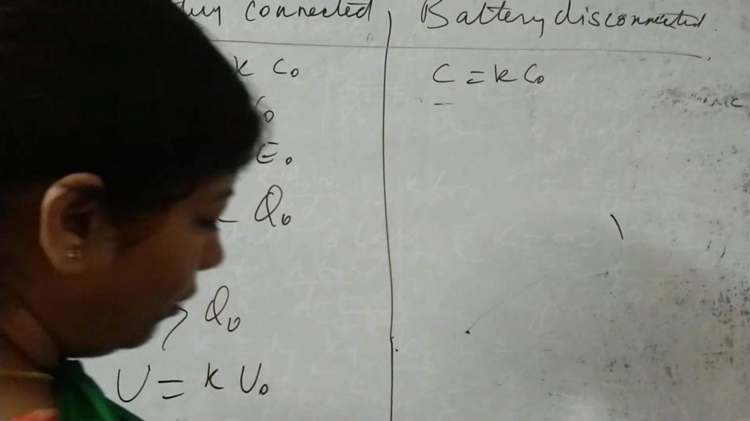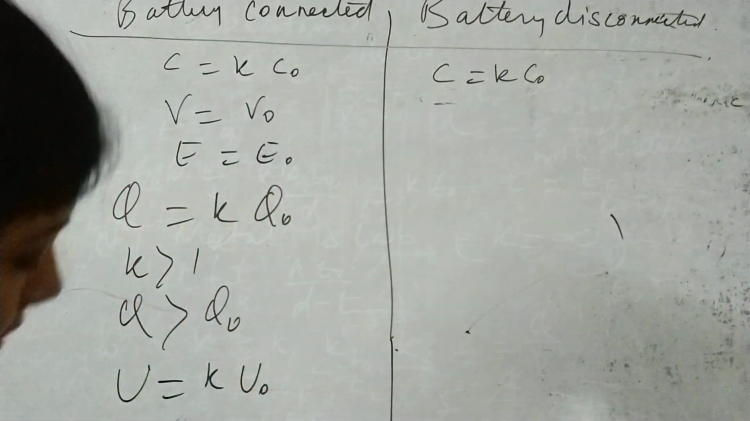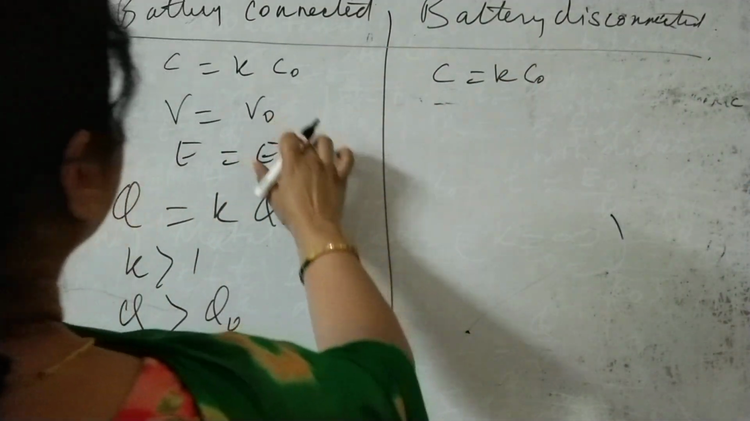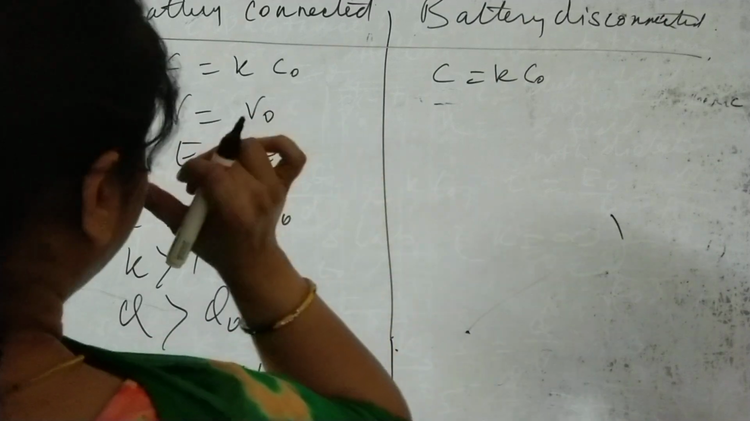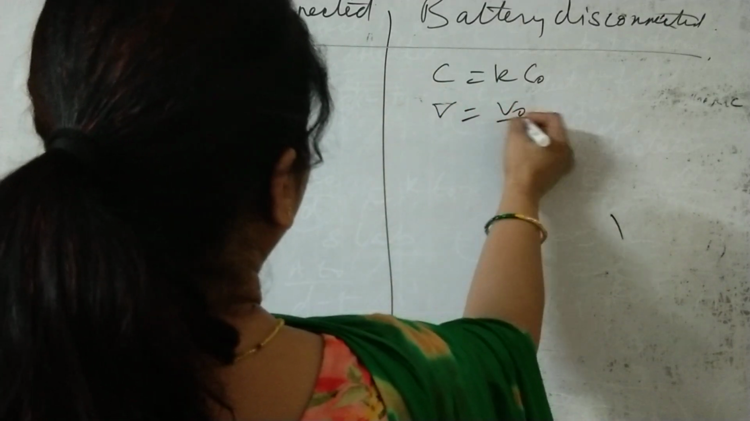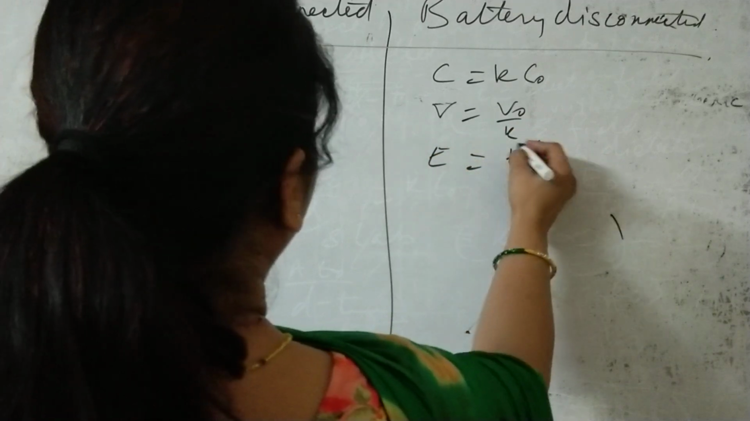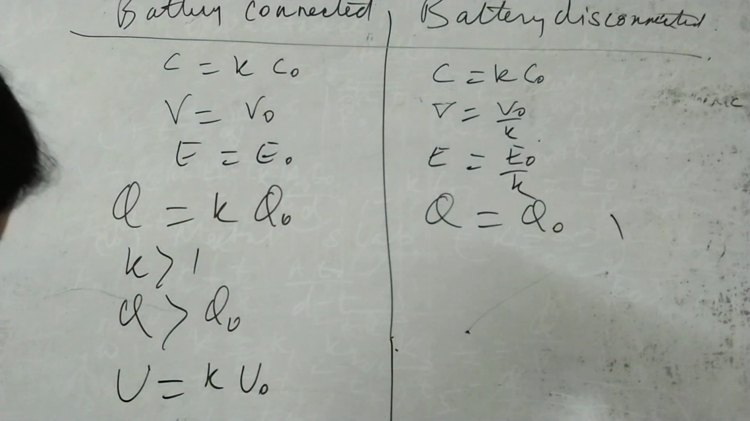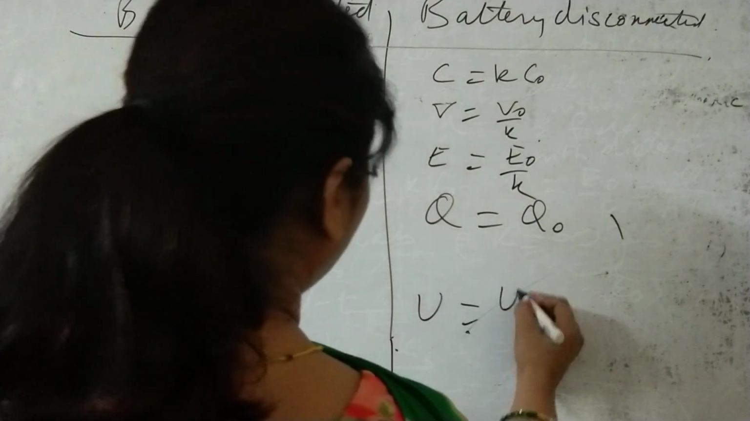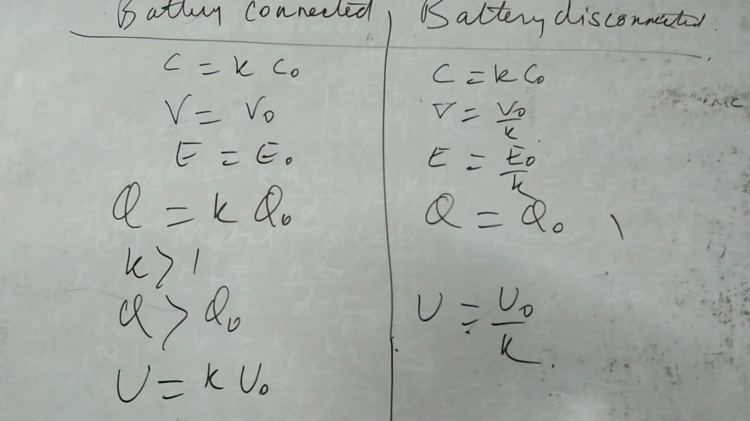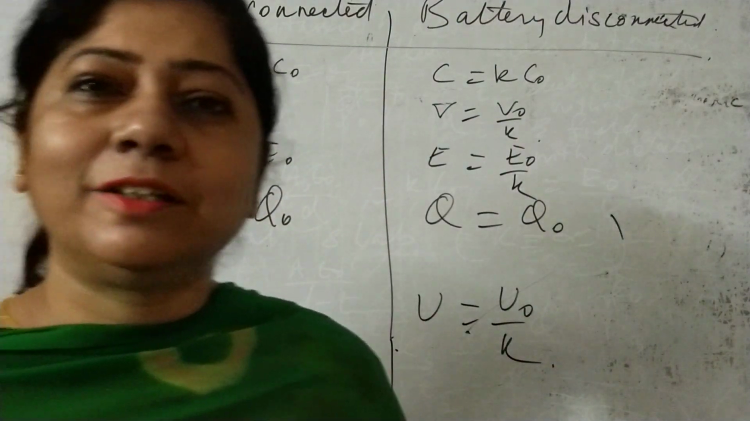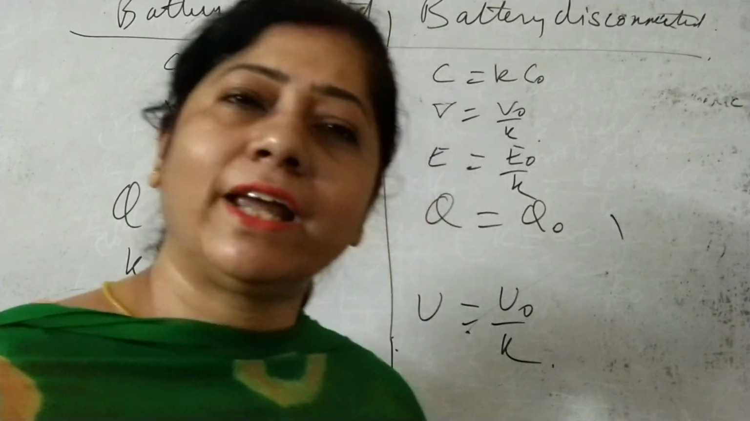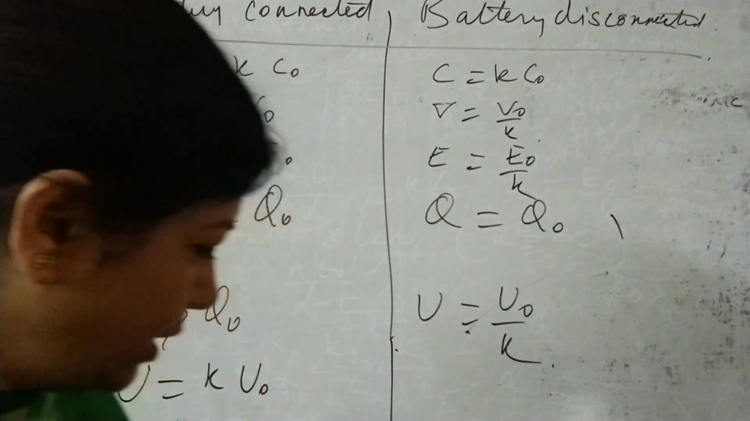Now when we do it with the dielectric and the battery disconnected, you find that here these two were kept constant, but here they will vary. V will be V naught by K, E will be E naught by K, Q will remain the same, and U will be U naught by K. So this is what is important, what you need to know: how things change when the battery is connected and when you disconnect it.